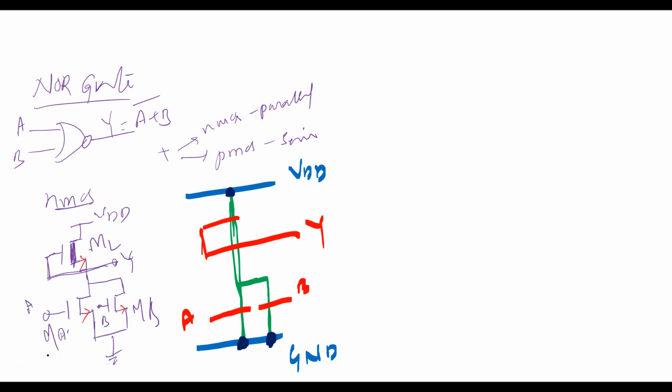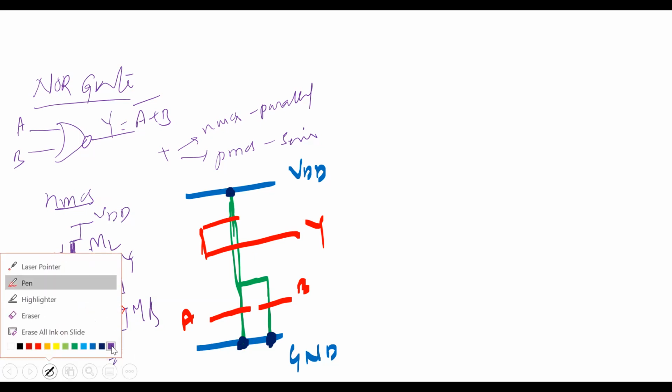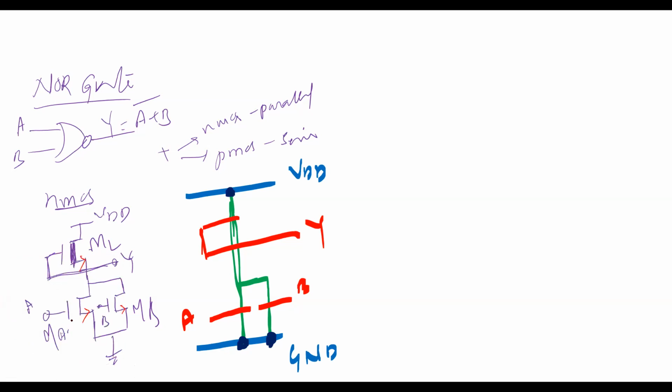The buried implant. One minute, I'm coming to the point. I don't want to confuse you. Now, this is the source of MA, this is the drain of MA. This is the source of MB, drain of MB. This is the source of ML, drain of ML. Drain is connected to the ground, first one, power. And source is connected to the drain.